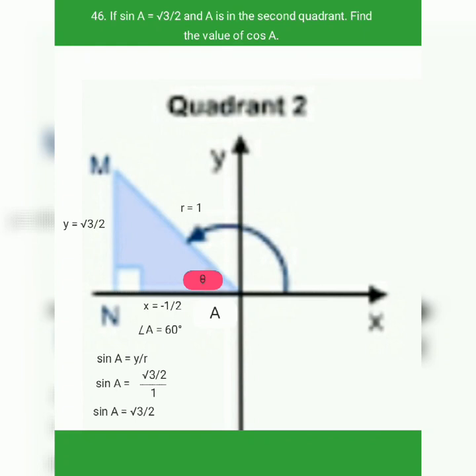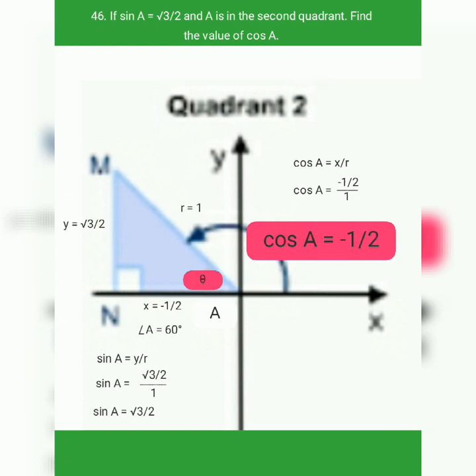To find the value of cosine A, we have cosine A is equal to x over r. Since x is equal to negative 1/2 and r is equal to 1, cosine A is equal to negative 1/2.